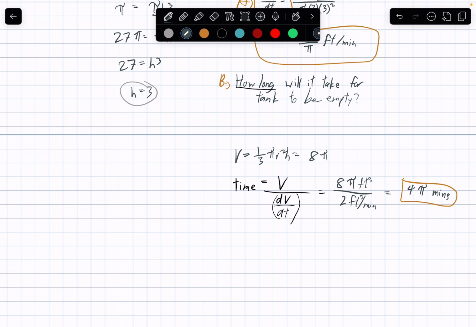How many more practice questions? 1, 2, 2 more. 2 more.